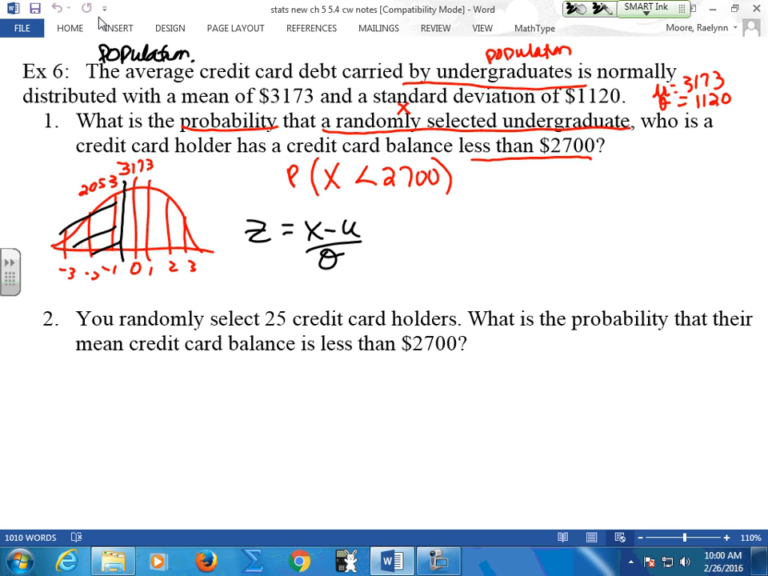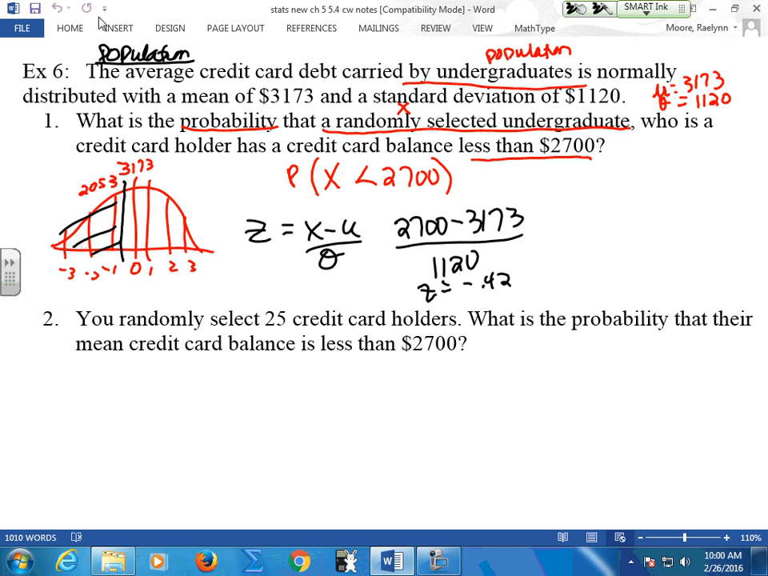Again, no sample size in here. Nothing was said about a sample. It was said about all undergraduates. They didn't use the word all, but we know that it's all undergraduates. They picked one randomly selected person, not a sample of people. So now, we plug this in. We know this has to be negative, because we can see that it's negative. We put our regular standard deviation under it, and we get a z-score of negative 0.42.